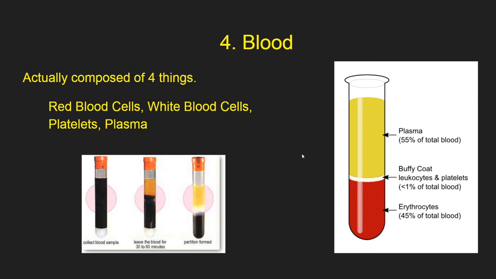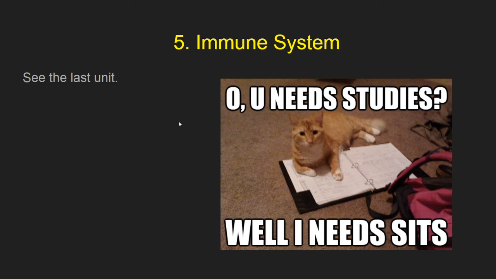The blood itself is made of four different parts, mostly liquid, the plasma, and then red blood cells, and then just a little bit in the middle, that's our platelets and white blood cells. Immune system, we just covered, and we're done.